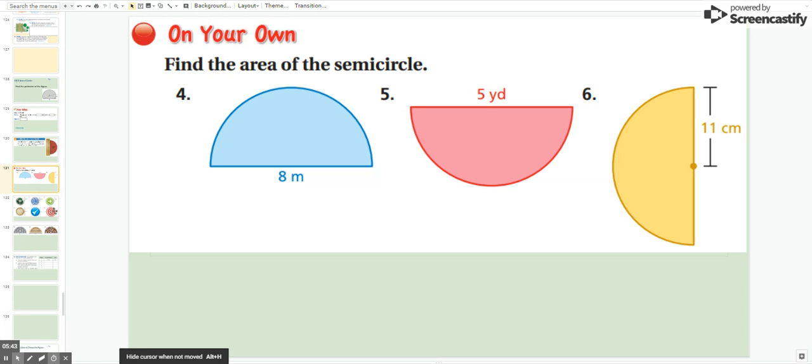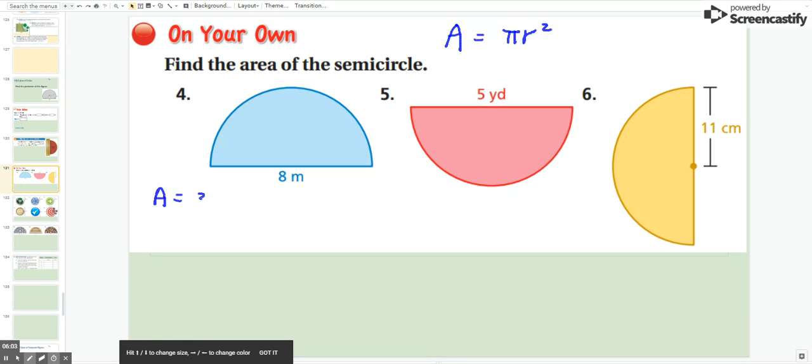There are 3 questions here. I need you to find the area of the semicircles here. Let's go over this together. How can you find the area of each circle? So what was the formula for this? Let's copy down the formula here, pi r squared. So now let's find the area.